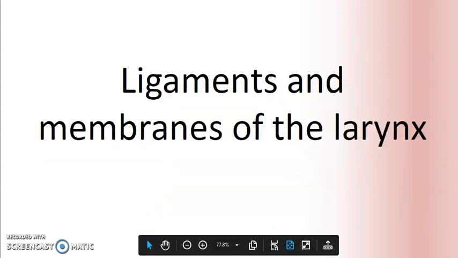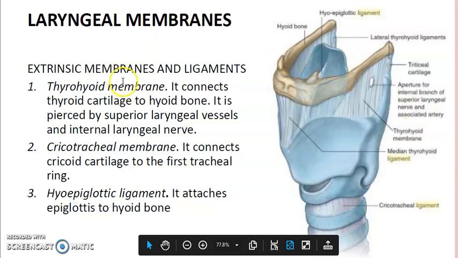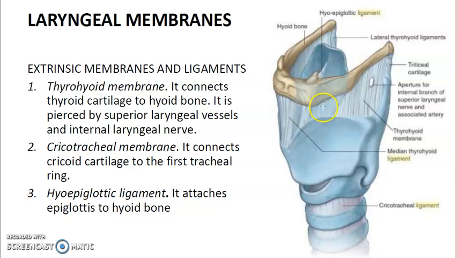Coming to the ligaments and membranes of the larynx. There are so many ligaments and membranes. Coming to the extrinsic ligaments and membranes, very easy. From the upper margin of the thyroid to the inner surface of the upper margin of the hyoid, that is called the thyrohyoid membrane. This thyrohyoid membrane gives access to the superior laryngeal vessels, that is artery and vein, and the internal laryngeal nerve. Whenever someone cracks a joke when you are drinking water, you will get a cough, right? That is because of this nerve, the internal laryngeal nerve.